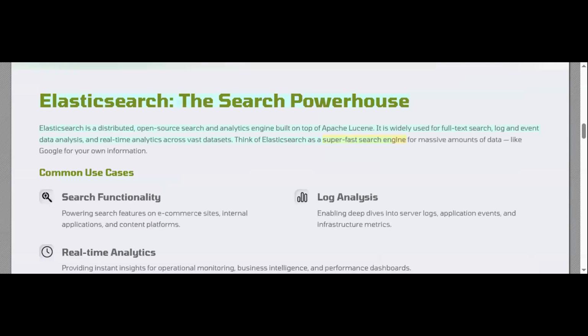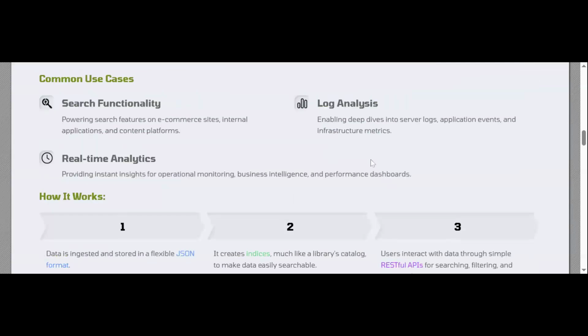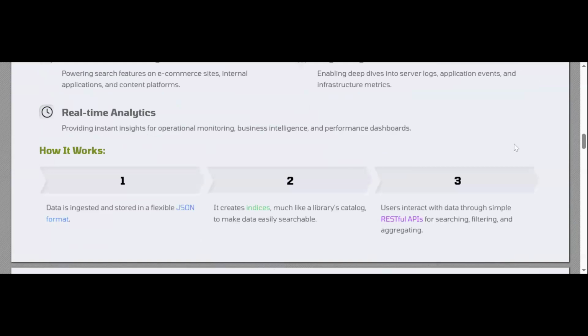So Elasticsearch is a super fast search engine, as the name itself says. How does it work? First, the data is ingested and stored in a flexible JSON format. Then it creates the indexes, much like a library's catalog, to make the data easily searchable. The index function, as I told you, is like SQL. The way you search in SQL, the same way we can search here, and we can retrieve the data faster with the help of indices.